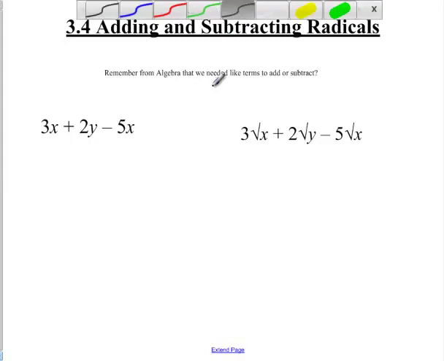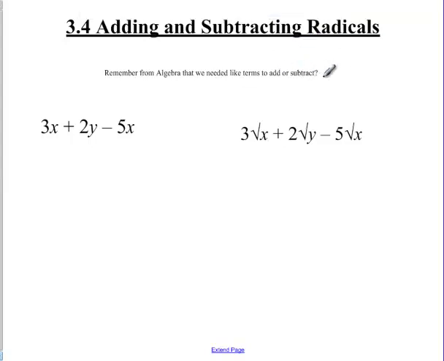All right, today we're adding and subtracting radicals. And if you remember from algebra, we need like terms to add or subtract. So if I gave you this problem right here, a lot of you would be very happy because you'd be back in Algebra 1.